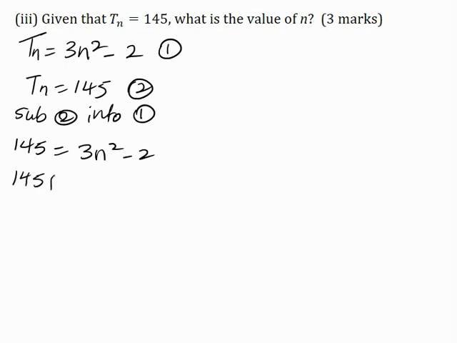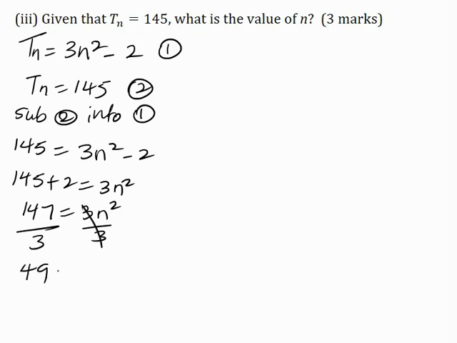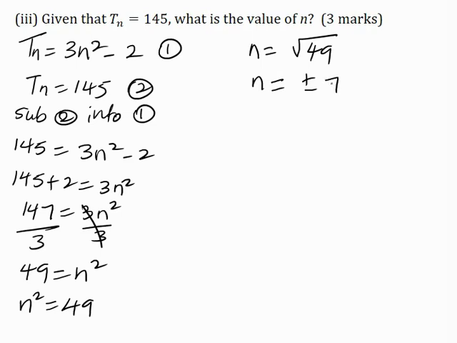So 145 plus 2 is equal to 3n squared. 147 is equal to 3n squared. Divide by 3, divide by 3. 49 is equal to n squared. I'll switch this equation around, so this is n squared is equal to 49. Now I want to remove this square from n here, so I need to take the square root on both sides of the equation. So therefore this becomes n is equal to the square root of 49. And whenever we take the square root of any quantity, it's always plus or minus. So n is equal to plus or minus 7.